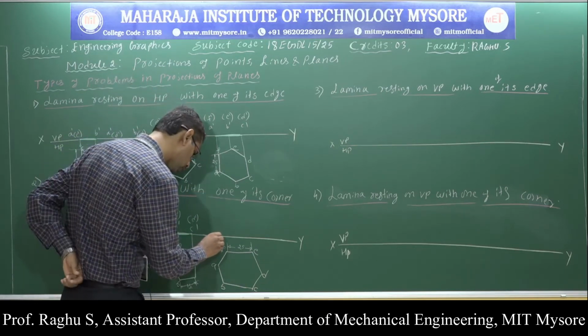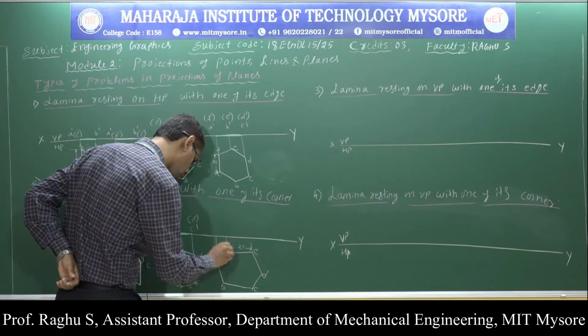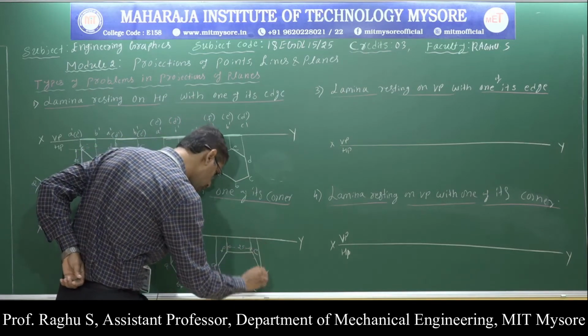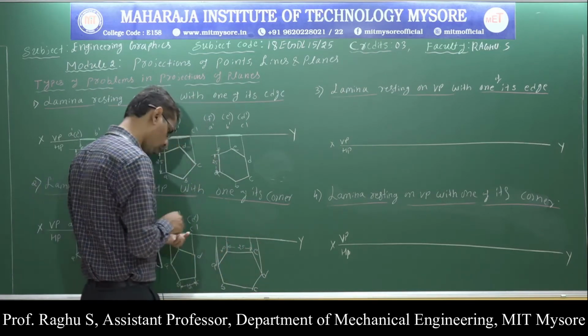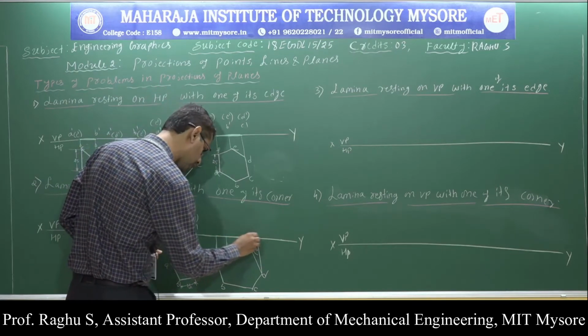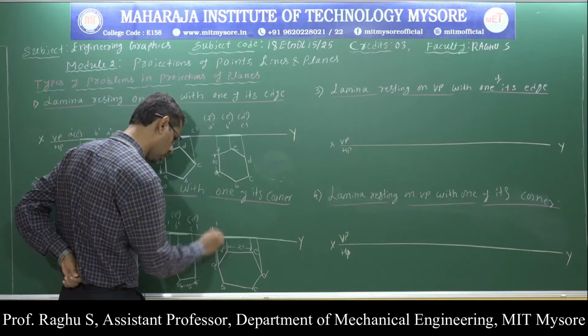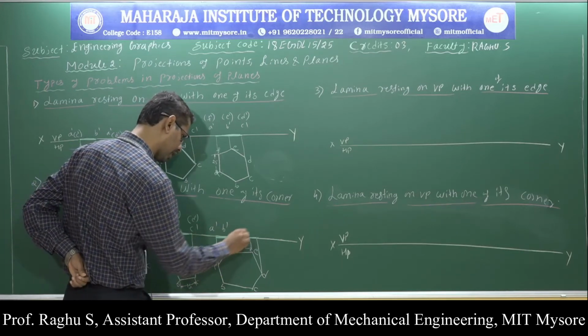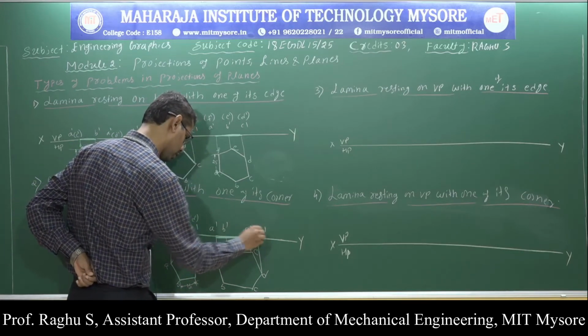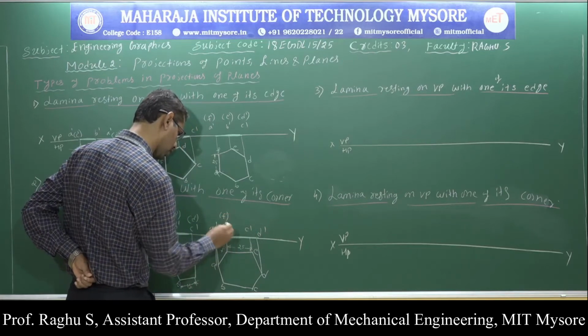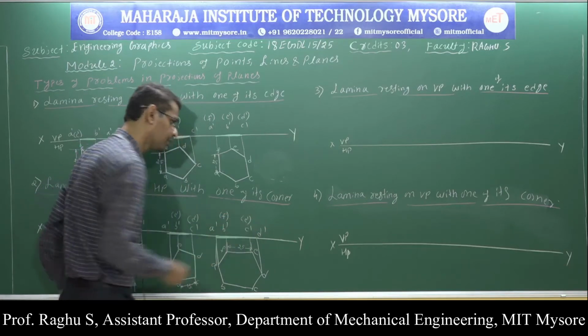Now to get the front view, draw upward projections. The gap between the projection lines, the extreme two projection lines, represents the front view. A dash, B dash, C dash, D dash, in bracket F dash, in bracket E dash.